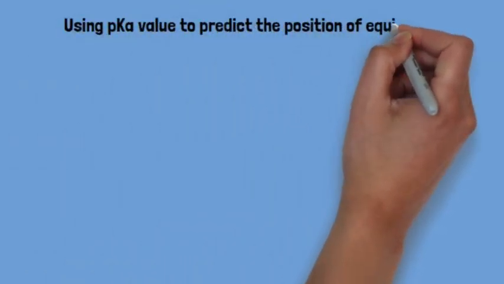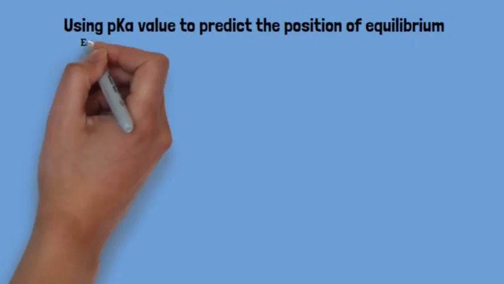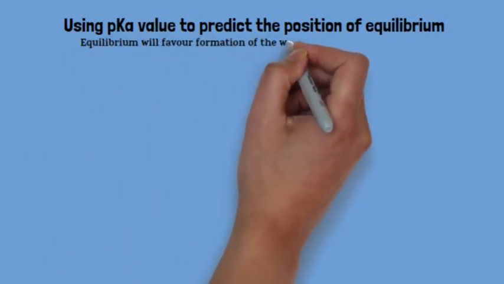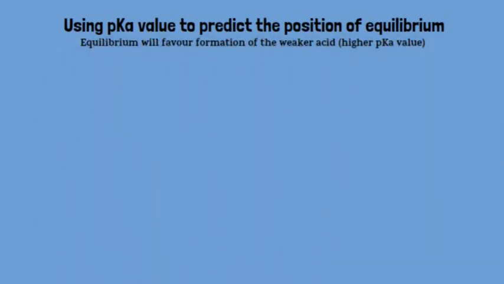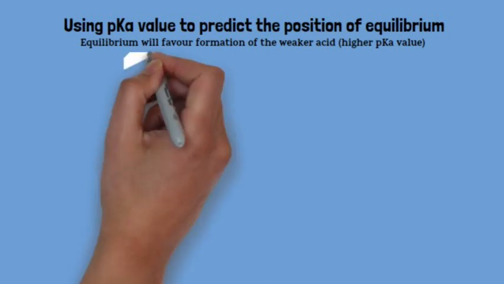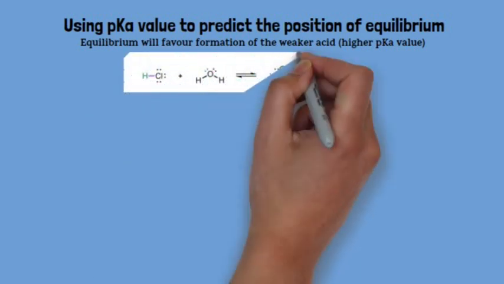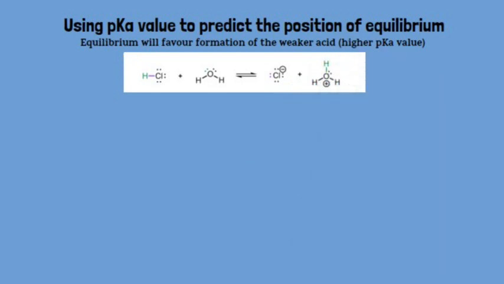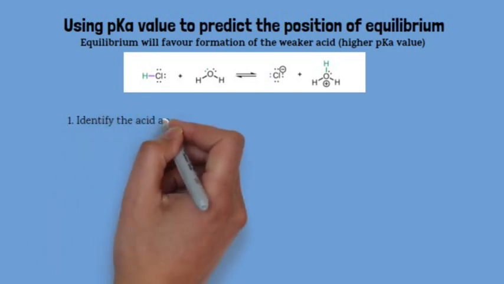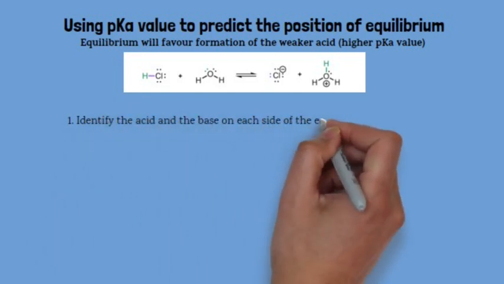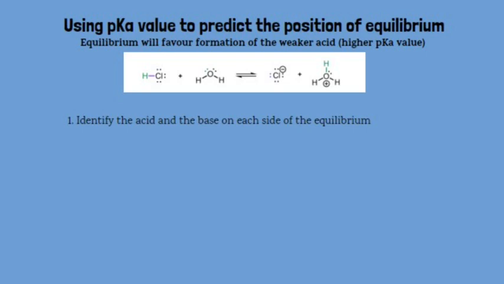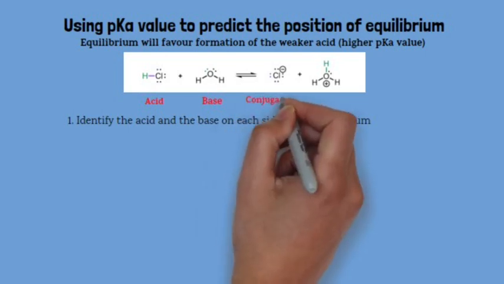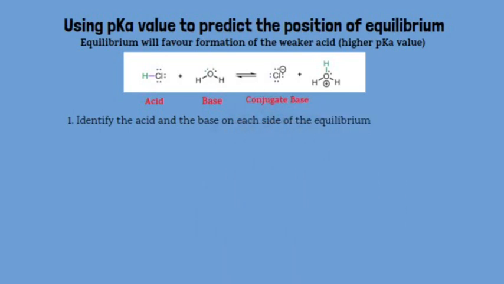Now, let us use pKa to predict the position of equilibrium, remembering that equilibrium will favor the position of the weaker acid, as we know, the acid with the greater pKa value. We will use the acid-base reaction of HCl and H2O. Step 1 is to identify the acid and the base on each side of the equilibrium. In this case, on the left side, our acid is HCl, and on the right side, our acid is the hydronium ion.